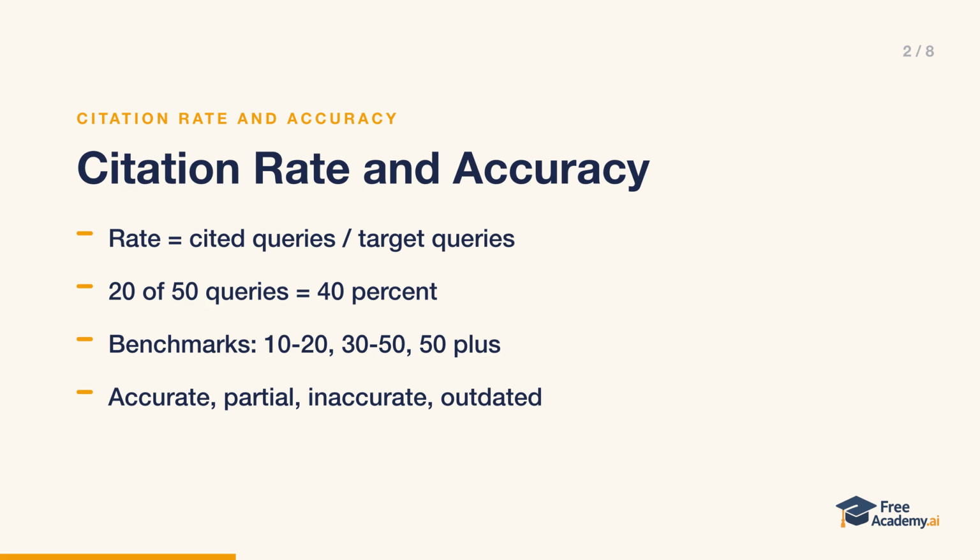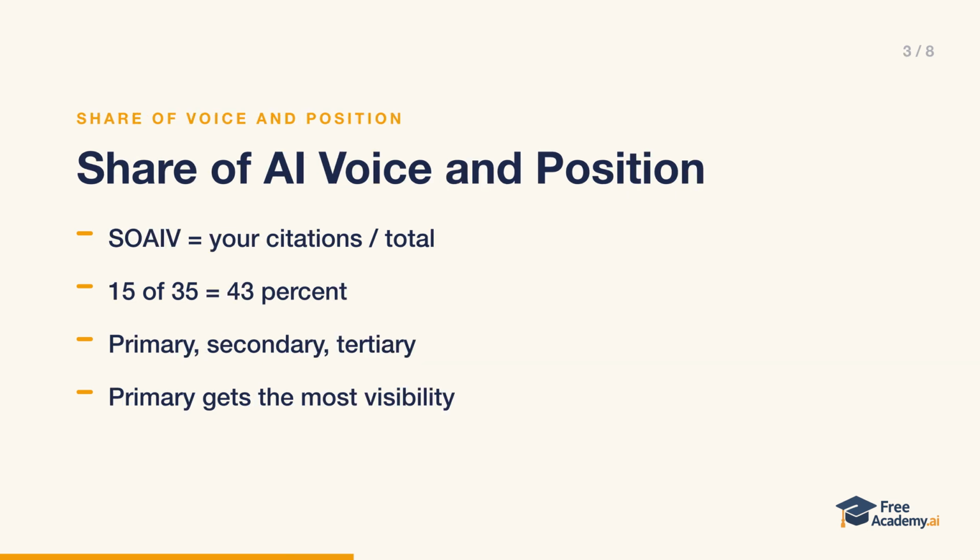Next comes citation accuracy, which is how accurately AI systems represent your content. Sort each citation into accurate, partial, inaccurate, or outdated. This matters because inaccurate citations can harm your brand, and they signal that your content structure or formatting needs to be clearer.